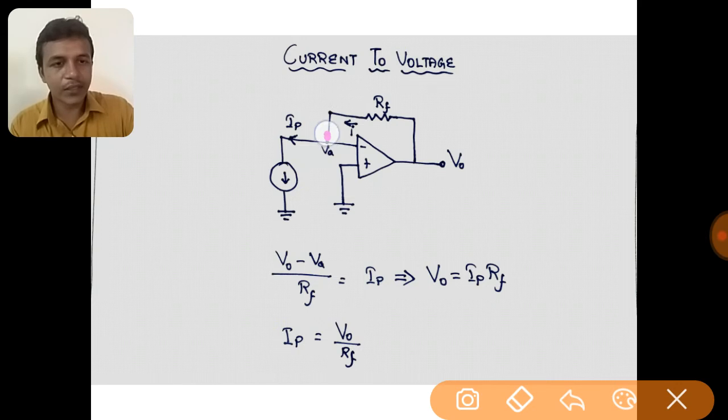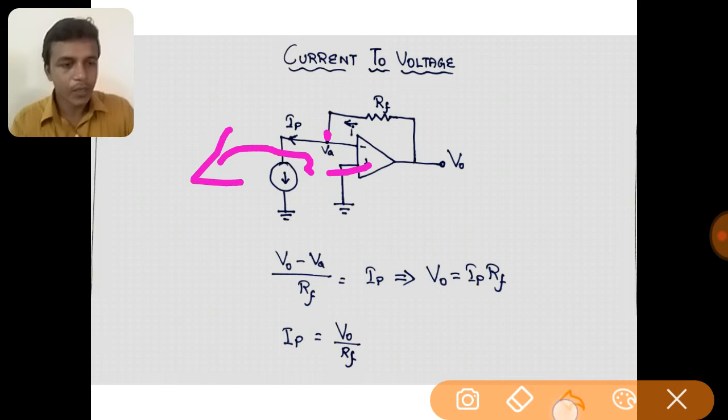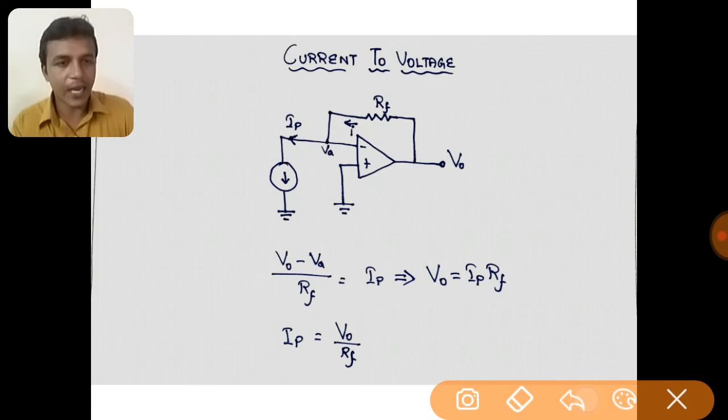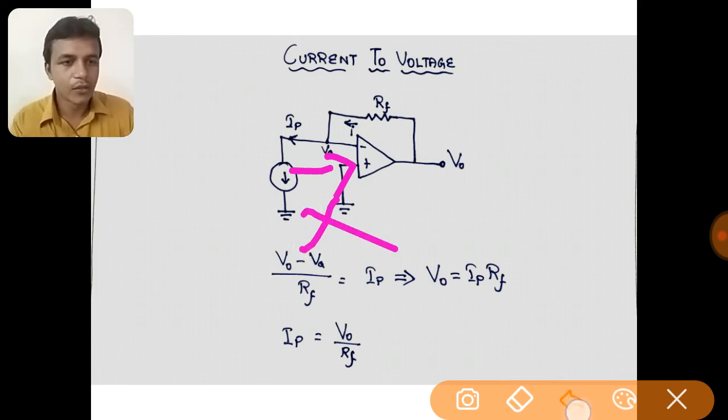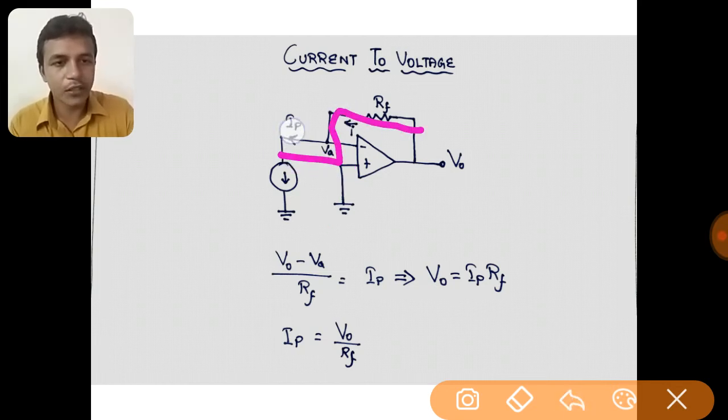This current, after reaching this node, may go in this direction and also in this direction. But in this direction an operational amplifier is there, and the input impedance of the operational amplifier is very high, so the current cannot enter in this direction. Whatever current is flowing in the feedback path enters into the input path. So no current enters into the operational amplifier.